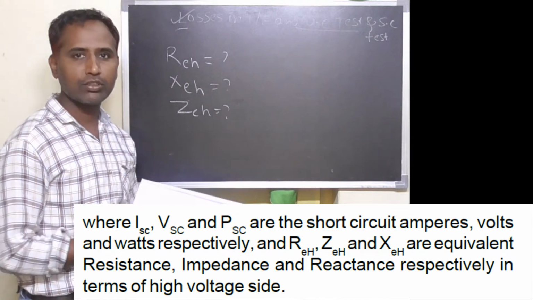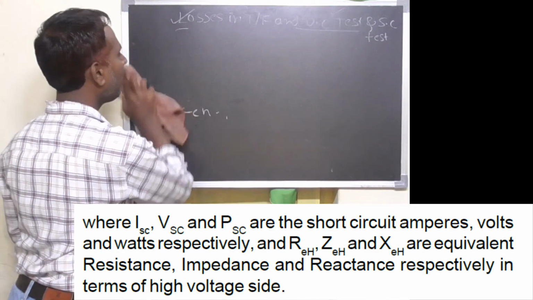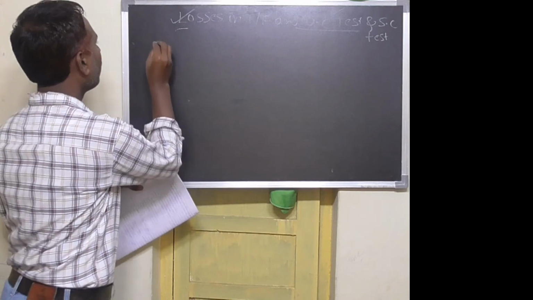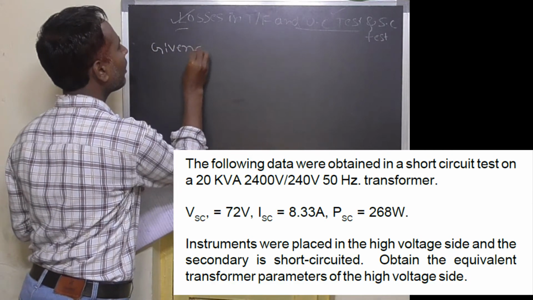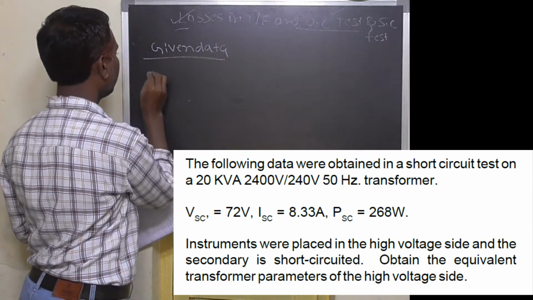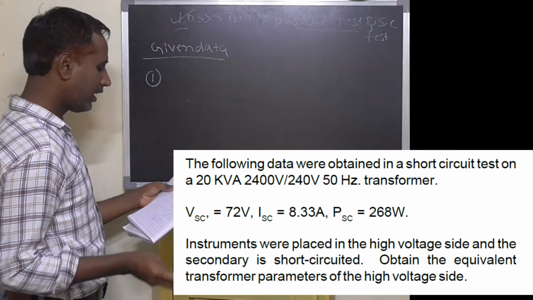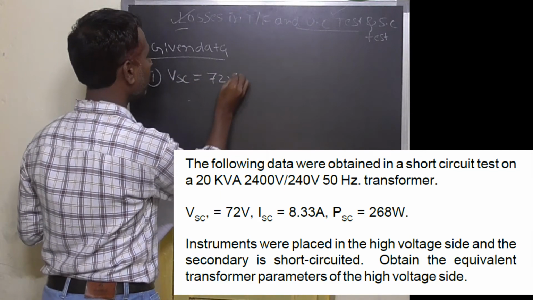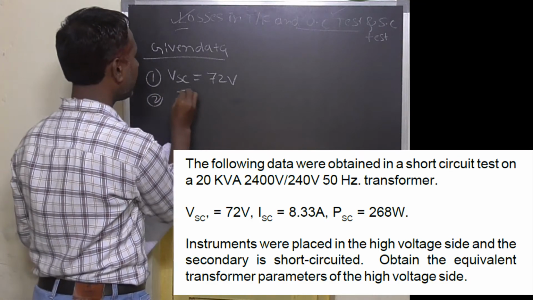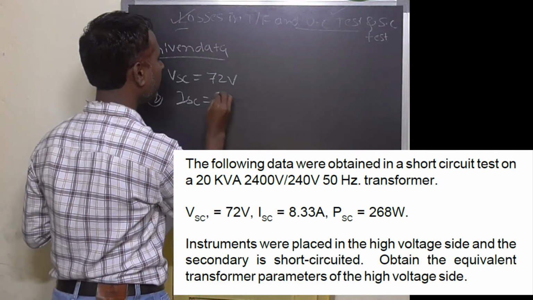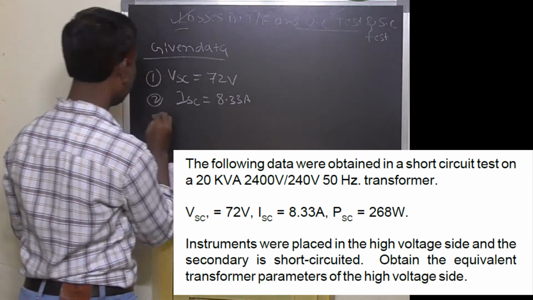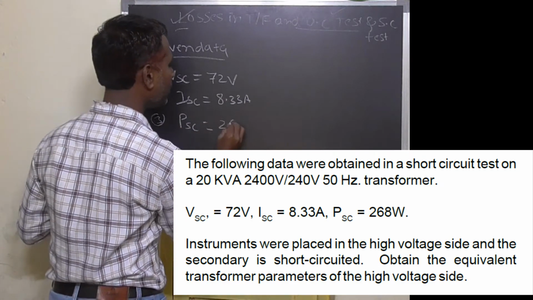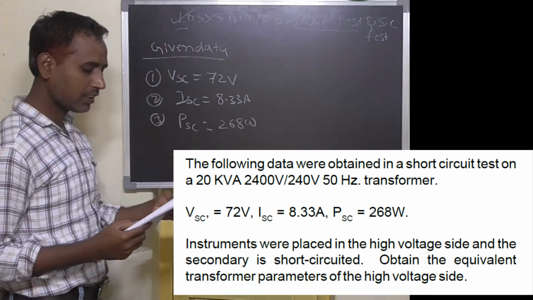So friends, I will solve one small problem on this formula. Before solving any problem, we have to write down the given data. The given data: short circuit voltage V_SC is 72 volt, short circuit current I_SC is 8.33 ampere, and short circuit power P_SC is 268 watt.